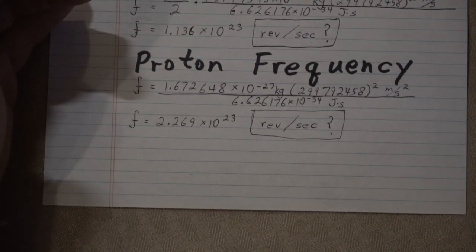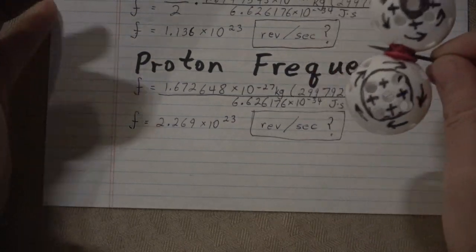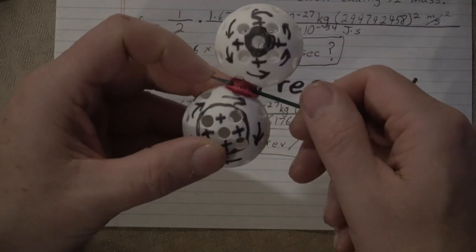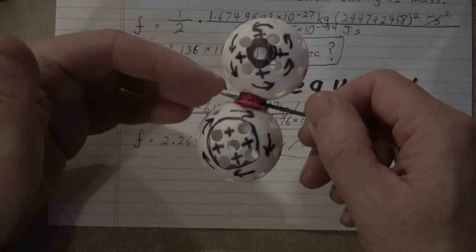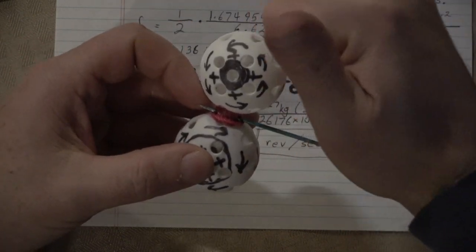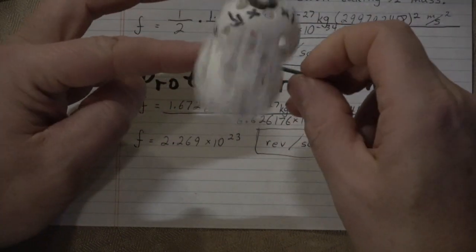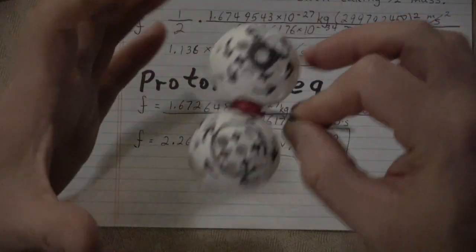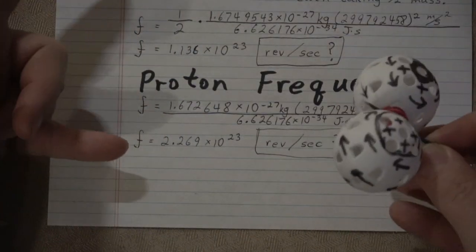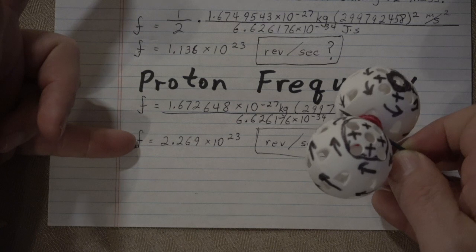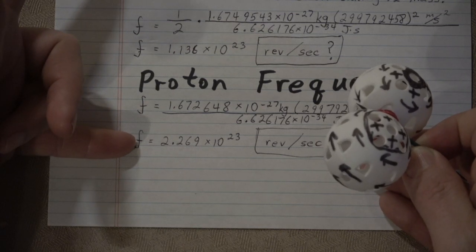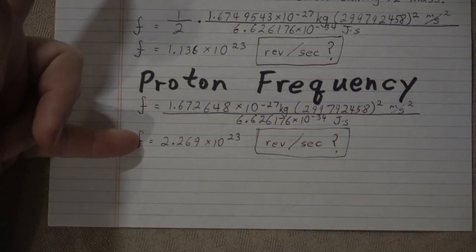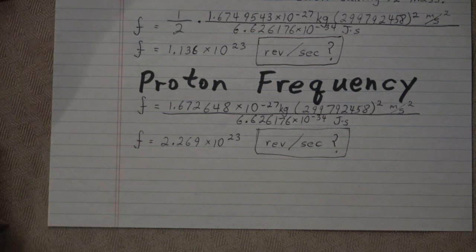And the proton is nothing more than the positive vortex, which would be the right-hand rule, spinning in that direction with excess mass, and it would have twice the mass. Therefore, it would have twice the revolutions per second. And that covers this video, and I'll see you on the next one.